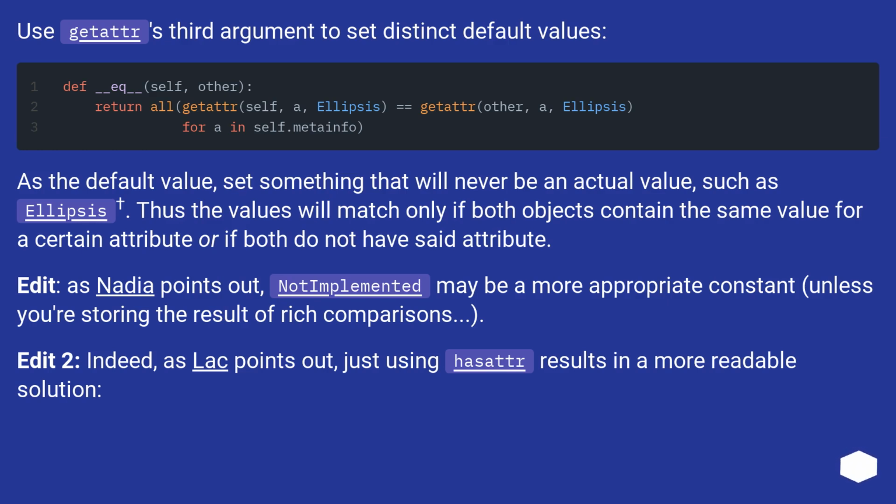Edit: as Nadia points out, NotImplemented may be a more appropriate constant, unless you're storing the result of rich comparisons. Edit 2: indeed, as Lack points out, just using hasattr results in a more readable solution.